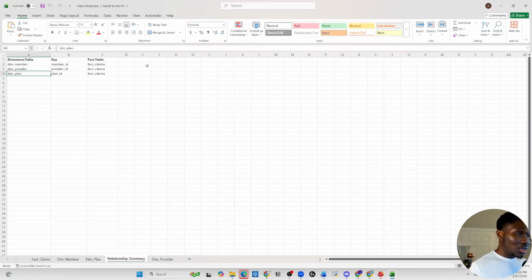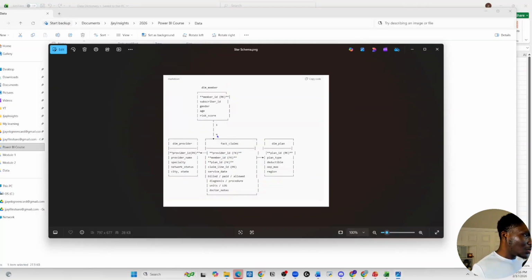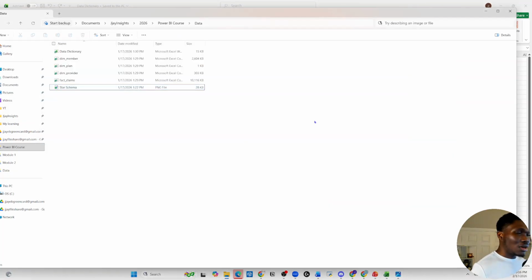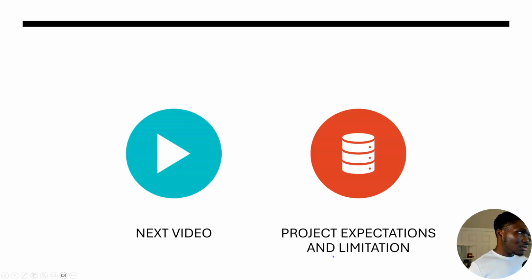The insurance company is going to provide you with this. This is just saying how we connect all this data together based on this picture, right? How do we connect the data together? It's already telling us that the way you connect them is this member ID, primary key, and all that. So that's that about our data set. We will talk about the project expectations and limitations since we've understood the data set. See you in the next video.